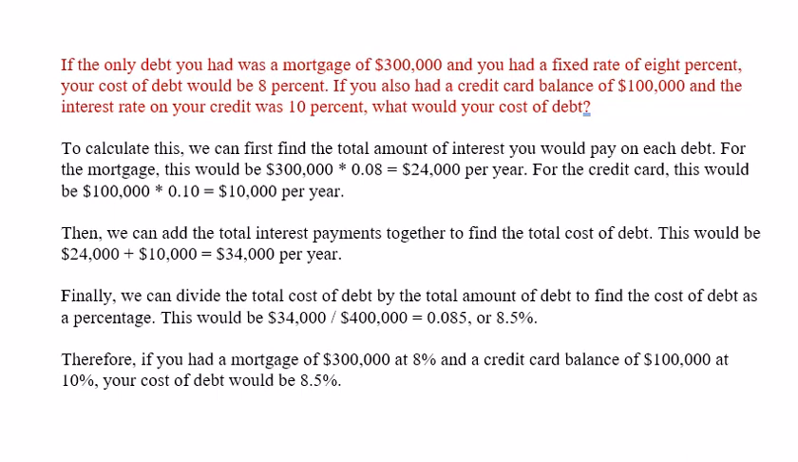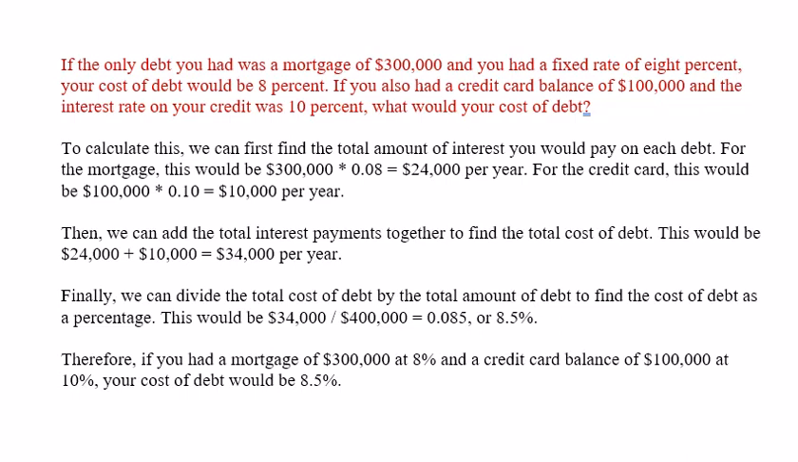If the only debt you had was a mortgage of $300,000 and you had a fixed rate of 8%, your cost of debt would be 8%. If you also had a credit card balance of $100,000 and the interest rate on your credit card was 10%, what would your cost of debt be?